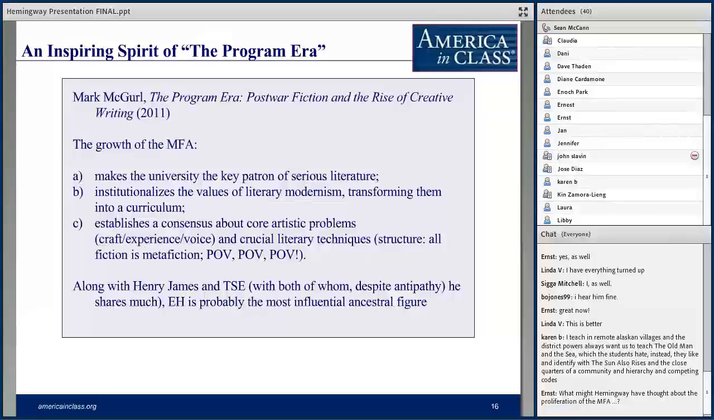We have a really good question in the chat, but we also have a comment that I must say is one of the most interesting comments I've encountered in all of my years doing these webinars. Karen B. writes, I teach in remote Alaskan villages and the district powers always want us to teach The Old Man and the Sea, which the students hate. Instead, they like and identify with The Sun Also Rises. Now, Sean, did you ever guess that The Sun Also Rises would resonate with kids in Alaskan villages and the close quarters of a community and hierarchy and competing codes?